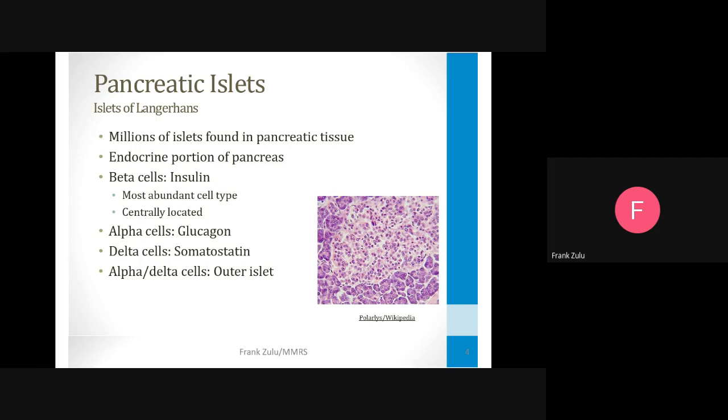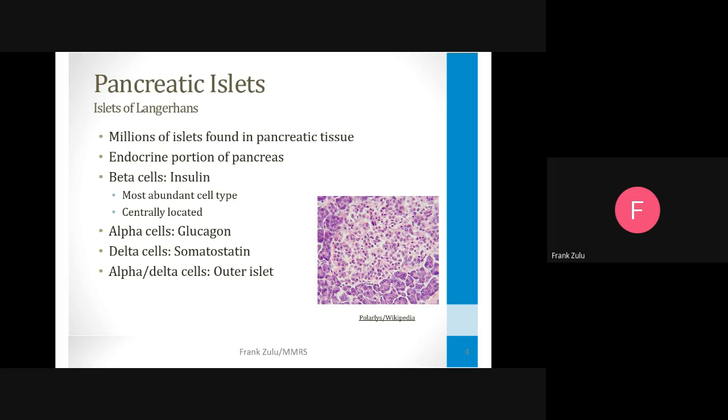So the pancreatic islets. That is the name given to the cells that make up the endocrine part of the pancreas, okay? These cells are also called islets of Langerhans, and there are a lot of them. It is 0.2%, but that 0.2% is a lot in comparison to other things. Okay, there are about four types of cells that make up the pancreatic islets.